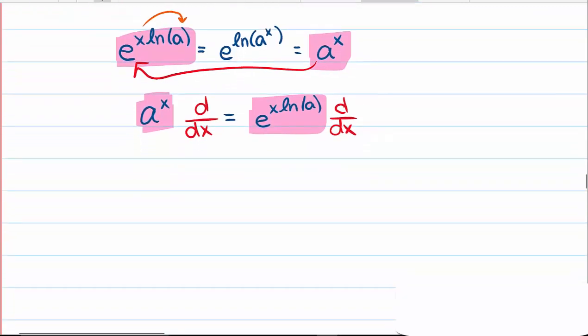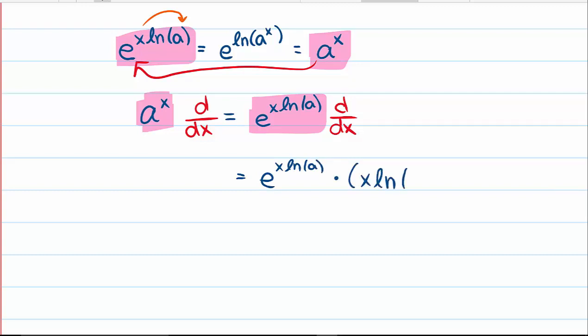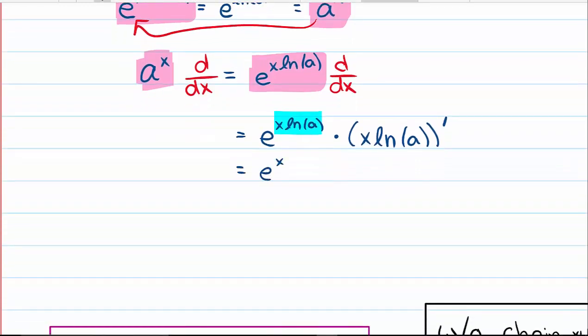Okay? So now we're going to use what we know about e to the x and its derivative to actually take the derivative. So whenever we take a derivative with respect to x, what we're going to do is we just write it again, so it becomes e to the power of x ln of a, times the derivative of the exponent, right? So we're taking the derivative of this piece.